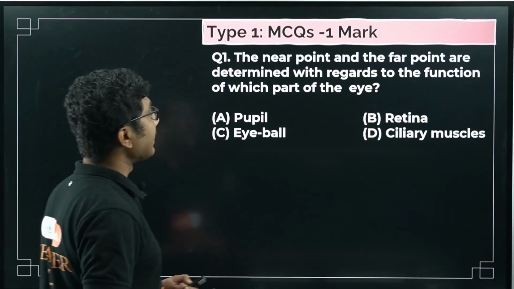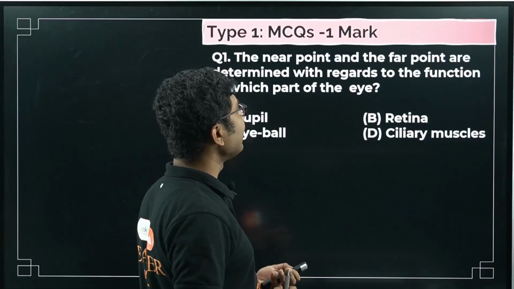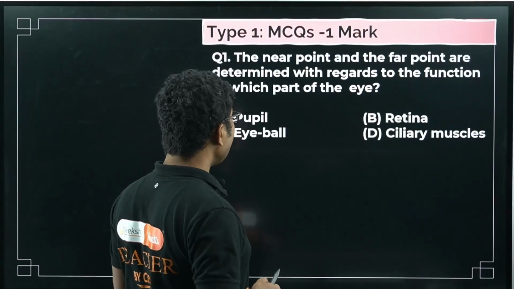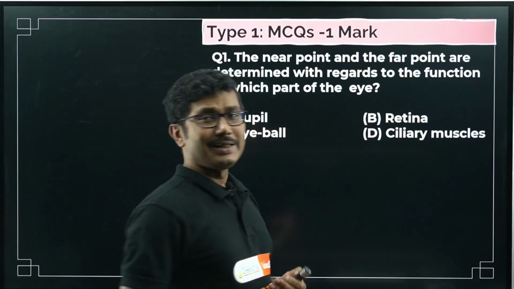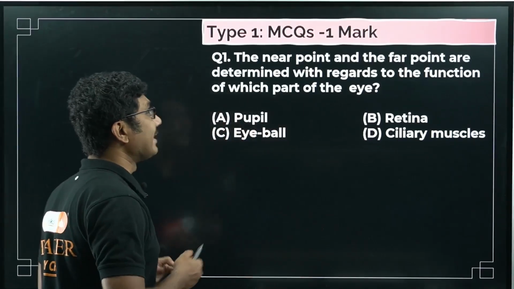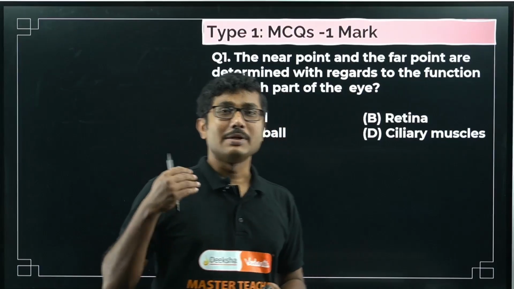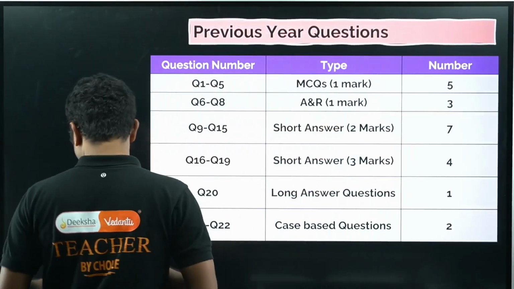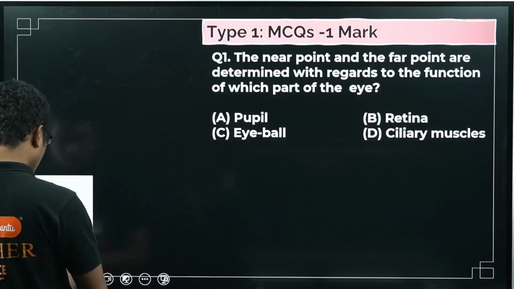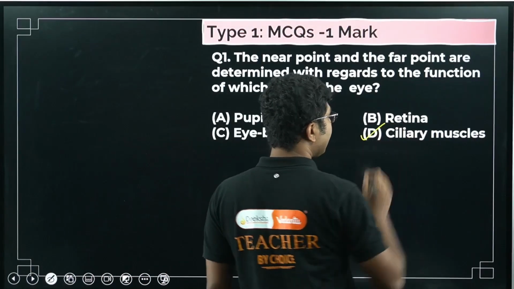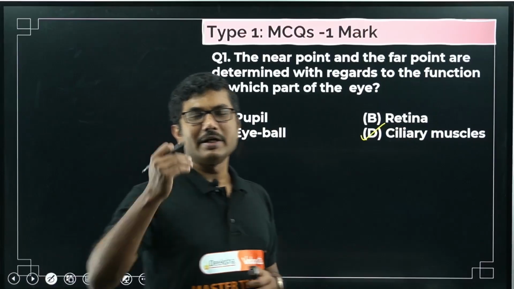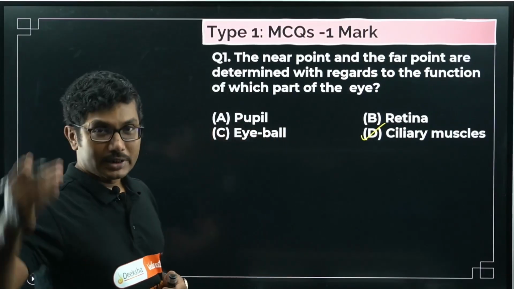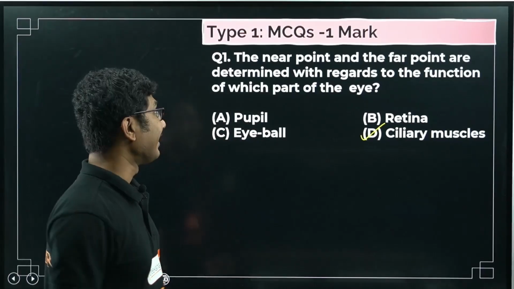The near point and the far point are determined with regard to the function of which part of the eye? Pupil, eyeball, retina, ciliary muscle. The near point and far point are basically determined by ciliary muscles, so ciliary muscles is the right answer, right? Because by contracting and expanding ciliary muscles we can adjust our distance of vision, and based on that we can watch closer objects or distant objects. So ciliary muscles is the correct answer for this question.